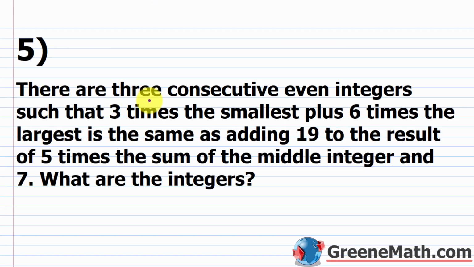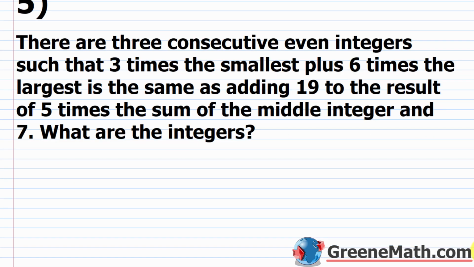So we're told that there are 3 consecutive even integers such that 3 times the smallest plus 6 times the largest is the same as adding 19 to the result of 5 times the sum of the middle integer and 7. What are the integers? So again, another easy one. It's just a matter of modeling it first.